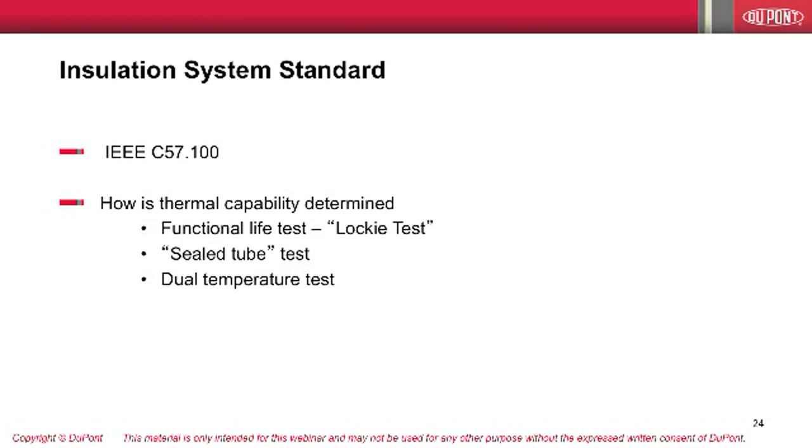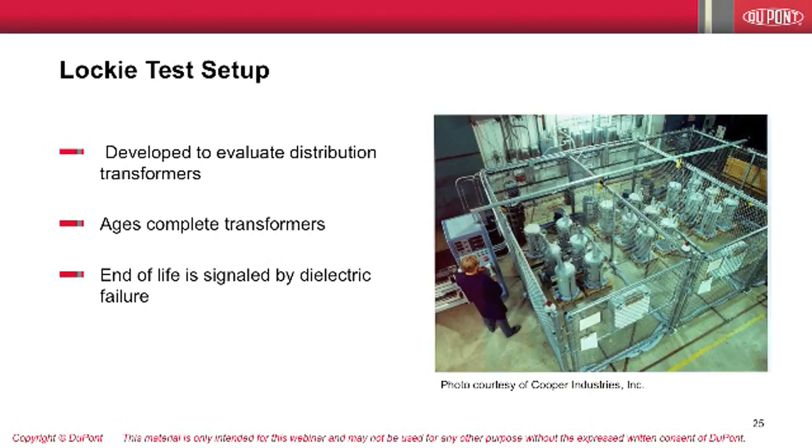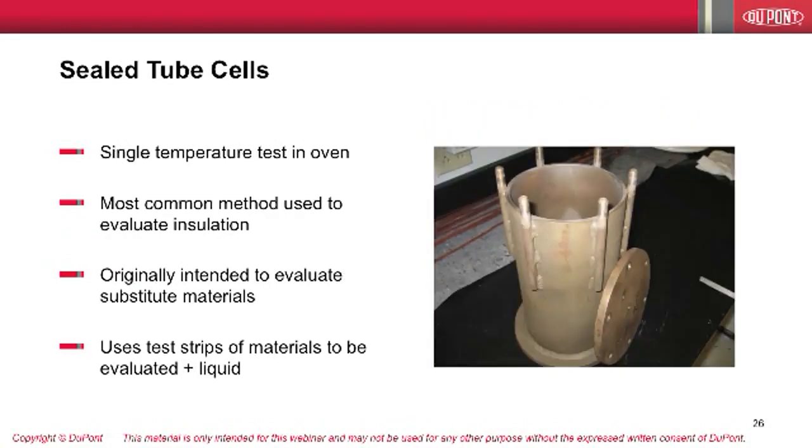The 3 tests defined in this document are the functional life test, commonly known as the Lockheed test, the sealed tube test, and the newest addition, the dual temperature test. This is a photo of the test setup for the Lockheed test. It typically uses completed pole-type transformers, and end of life is signaled by dielectric failure. Since this is an accelerated functional life test, at least 3 temperatures selected well above normal operating temperatures are tested in order to draw an Arrhenius curve. This is a closed cell used in the sealed tube test.